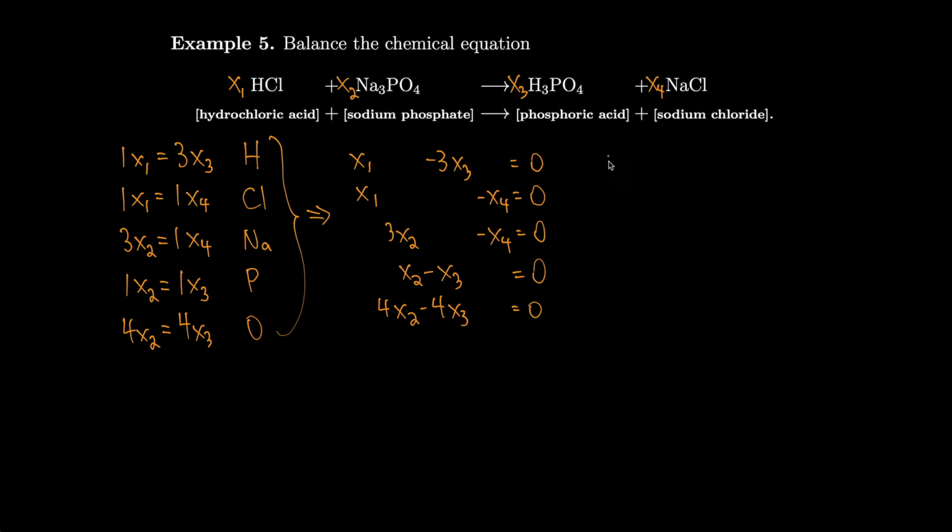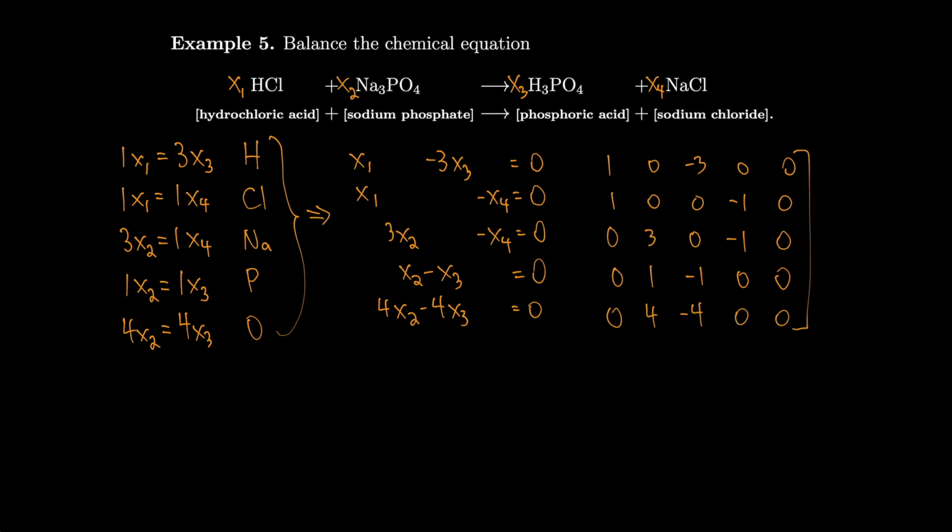So my matrix would be 1, 0, minus 3, 0, 0, 1, 0, 0, minus 1, 0, 0, 3, 0, minus 1, 0, 0, 1, minus 1, 0, 0, 0, 4, minus 4, 0, 0. And I'm going to take that and try to reduce it.